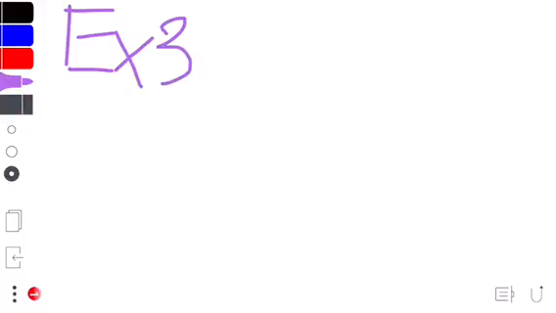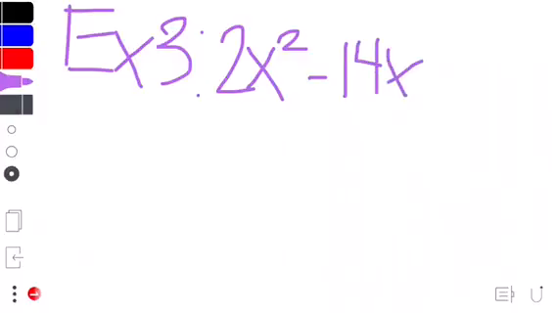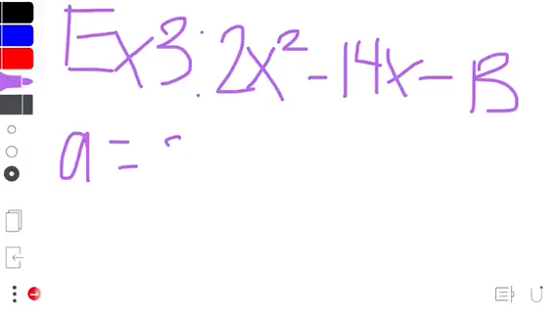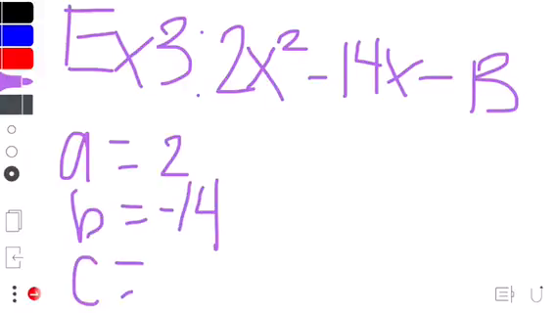For our last example, we will be trying to solve 2x squared minus 14x minus 13. A is 2, B is negative 14, and C is negative 13.